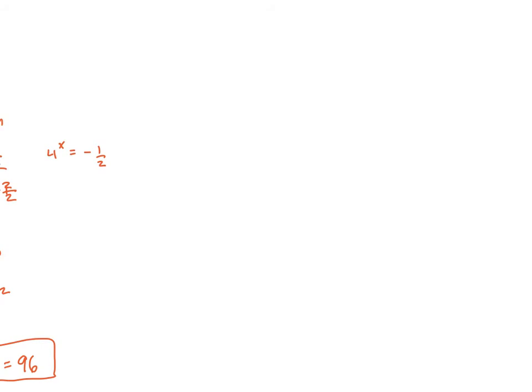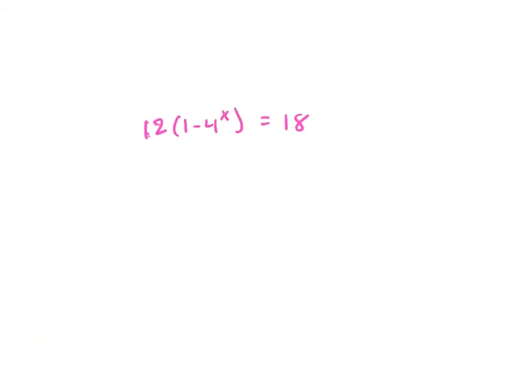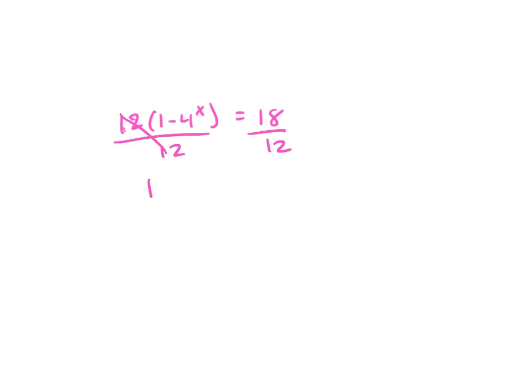So this is 12 times 1 minus 4x is equal to 18. What do we do first? Nope, we don't want to distribute the 12. How can we get the 12 to the other side? Just divide by 12. Distributing would just make more work for us. 18 divided by 12 simplifies to 6 over 2? No, 3 over 2.